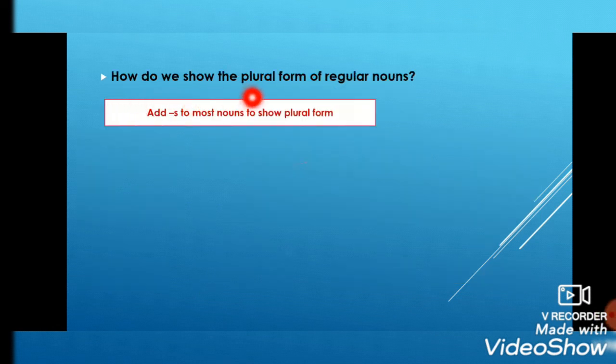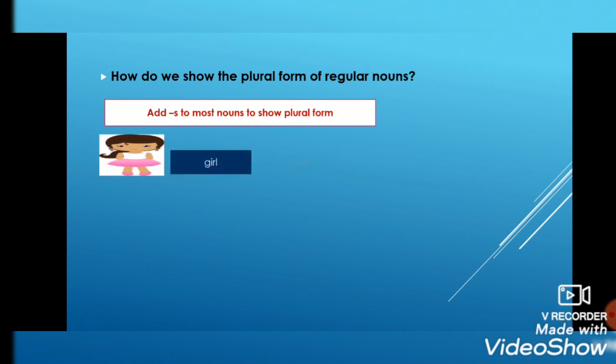How do we show the plural form of regular nouns? Add s to most nouns to show plural form. So we add s to most nouns to change them from singular into plural. Let's do some examples. In this picture, we can see a girl. So girl is a singular noun. And to change it into plural, we add s. So girls is the plural form of the singular noun girl.